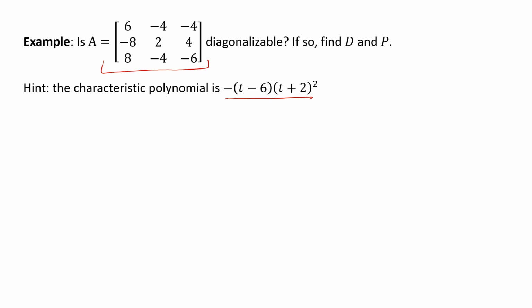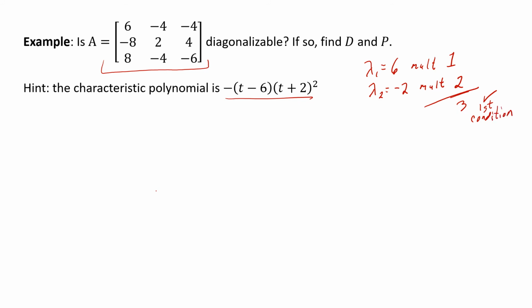So from this equation, we have lambda 1 is equal to 6 with multiplicity 1. And the second eigenvalue is -2 with multiplicity 2. So what's the first condition? The first condition says that when you add up all the multiplicities, it has to equal the number of columns in the matrix. So you add those up, you get 1 plus 2 equals 3. So the first condition is satisfied.